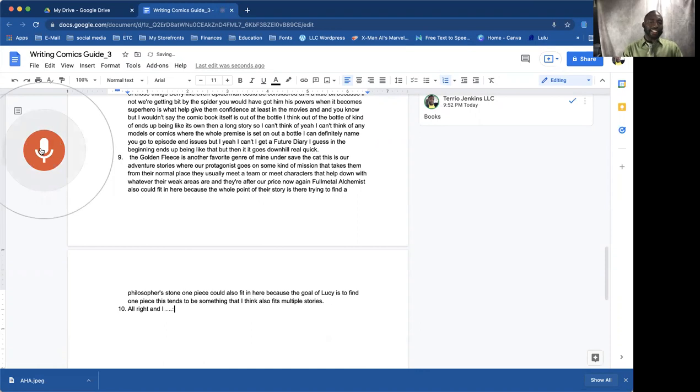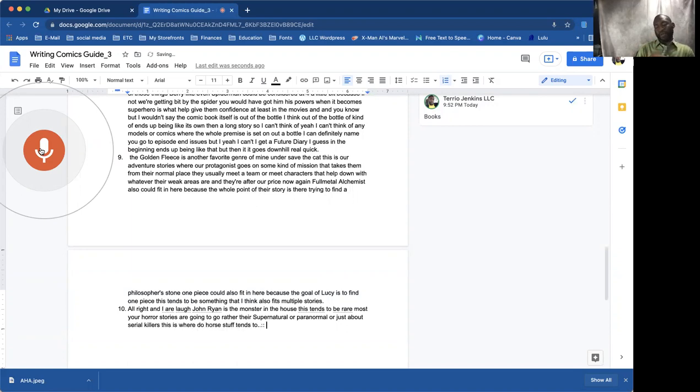All right. And our last genre is the monster in the house. This tends to be where most of your horror stories are going to go, whether they're supernatural, paranormal, or just about serial killers. This genre usually involves the protagonist being trapped in some kind of area. It could be Earth, could be their house, with the monster, which could be an alien, a demon, or a whole other person like a serial killer. And there's usually a sin that's associated with letting that monster out, as I stated earlier.